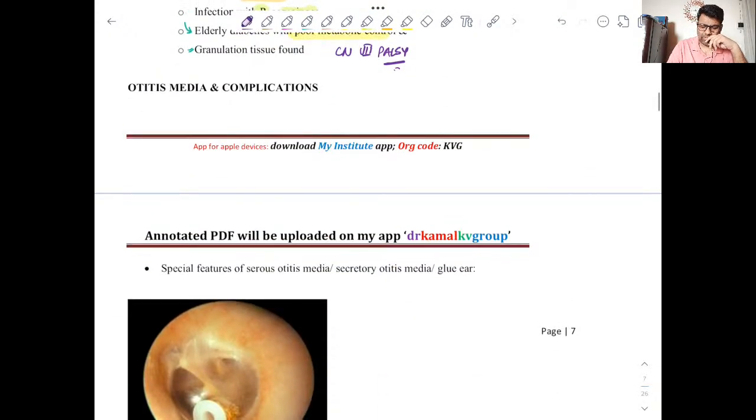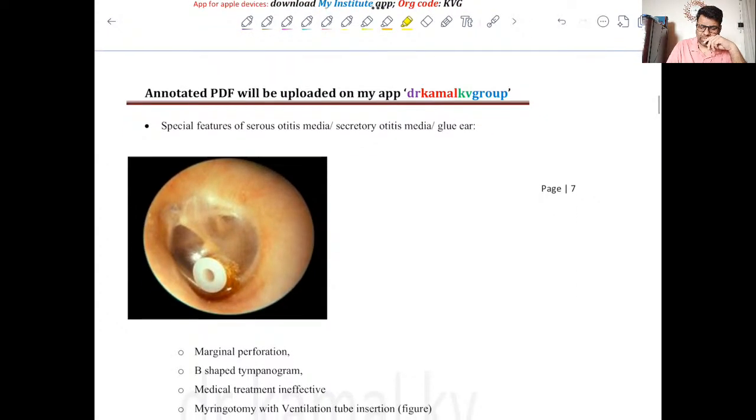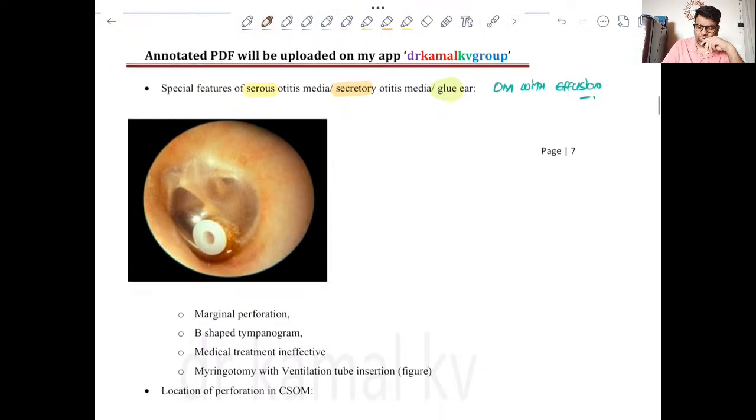Then otitis media, again inflammation of the middle ear, and one of the important conditions is serous otitis media, which is also known as secretory otitis media or glue ear, or otitis media with effusion. Clear? So this is secretory otitis media. Now what is happening here? There is collection of fluid in middle ear, and this can be seen in some conditions like nasopharyngeal carcinoma. It can be seen in adenoid hypertrophy.